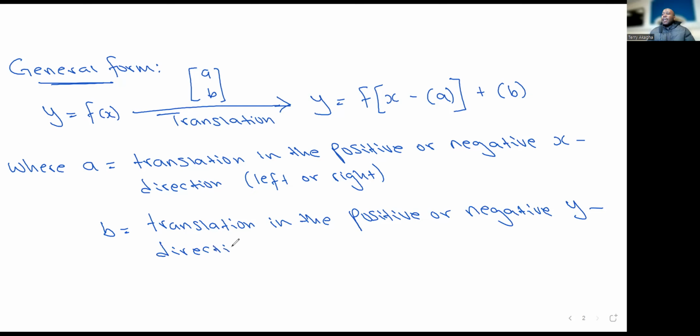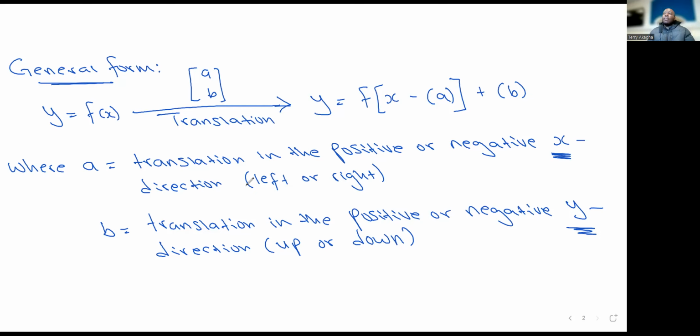So now the A is in the X direction, while the B is in the Y direction. So it either means it goes up or down. Okay? So if it's positive, it means it's gone up. If it's negative, it's gone down. If it's positive, it's gone to the right. If it's negative, it has gone to the left. Okay? Now, this is the general form.